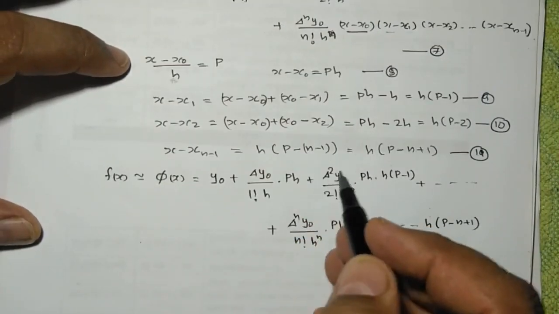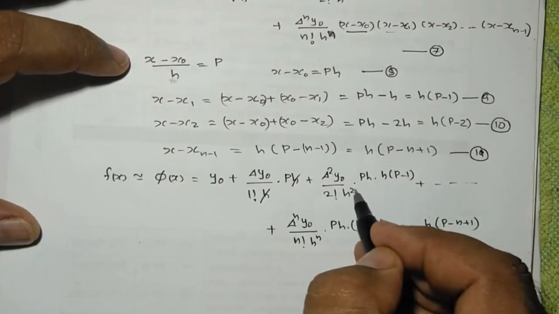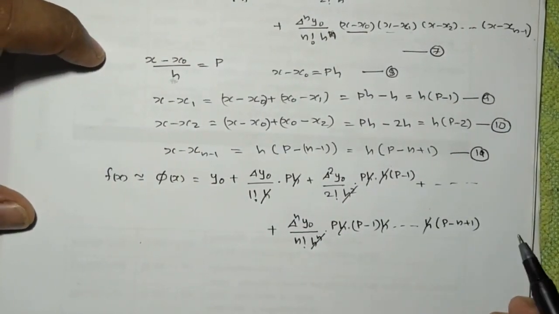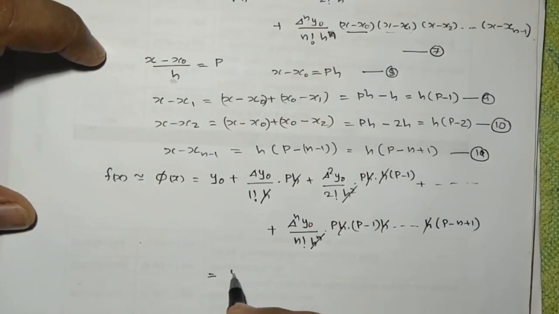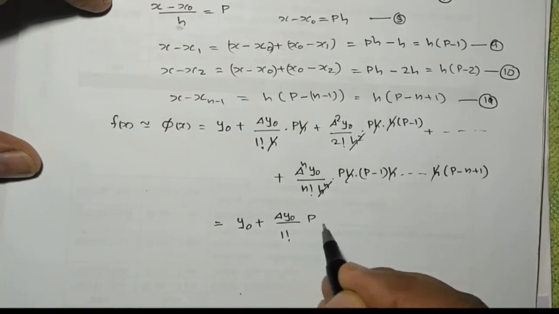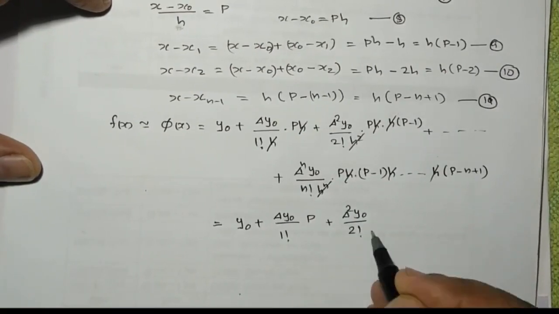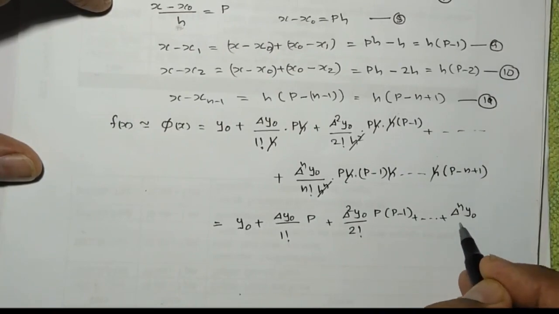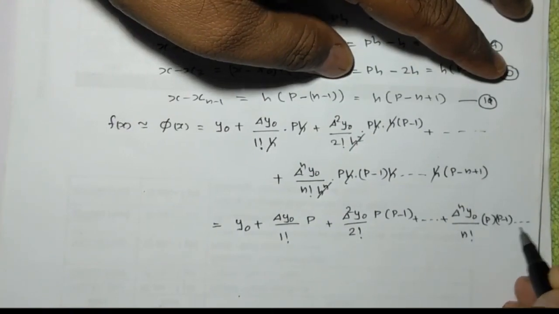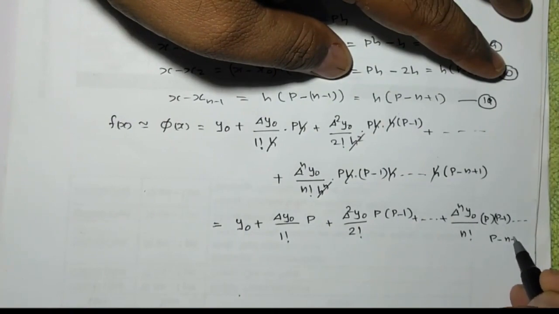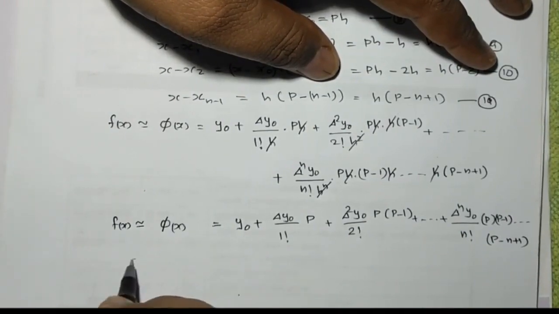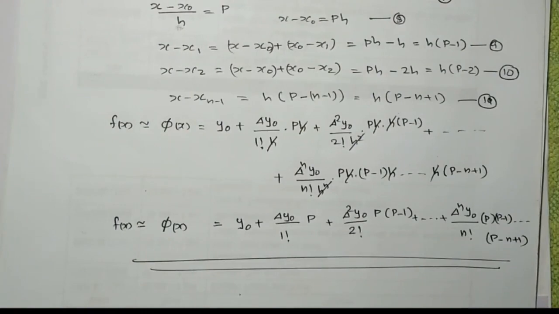Now, rearranging this, you will get h and h gets cancelled, h squared and h squared cancels. Likewise, all h terms get cancelled from the equation, and we get the final result as y0 plus delta y0 by 1 factorial into p plus delta square y0 by 2 factorial into p into p minus 1 plus etc. plus delta n y0 by n factorial into p into p minus 1 into etc. p minus n plus 1. This is f of x, which is equal to phi of x. This is Newton's forward interpolation formula.